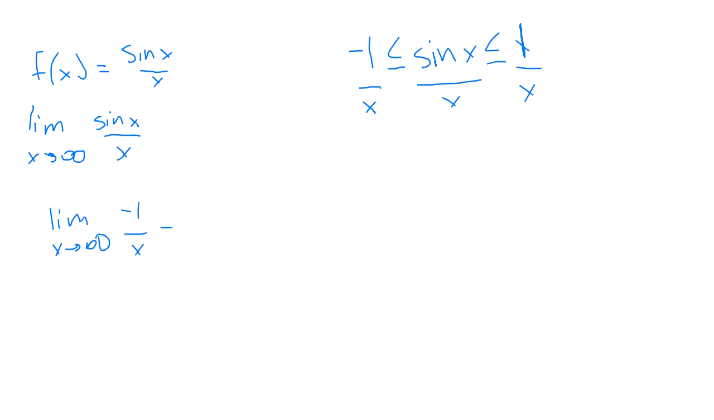The limit as x approaches infinity of 1 over x, once again, is 0. Therefore, since sine of x over x is in between -1 over x and 1 over x, we can for sure say that the limit, as x approaches infinity, of sine of x over x is going to be 0.